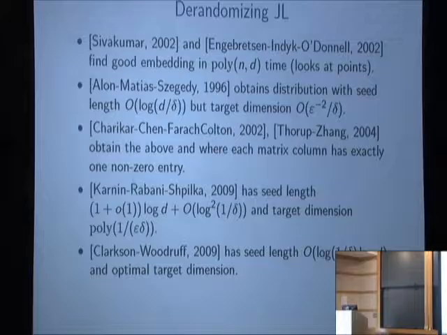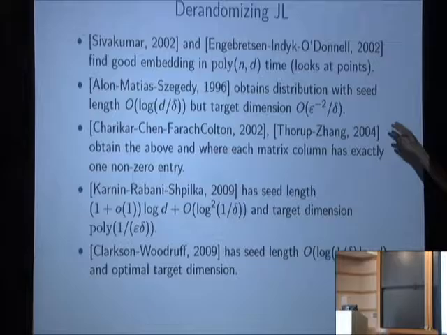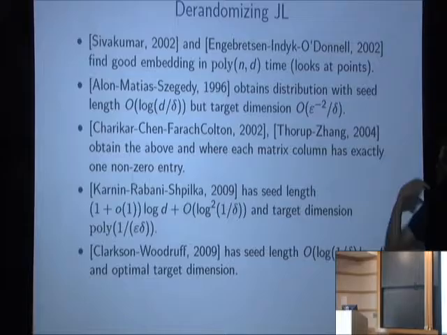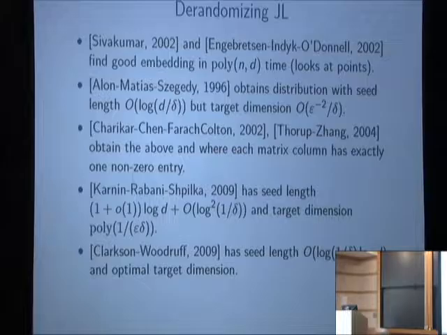So Alon, Matthias, and Szegedy didn't really talk about it as being a JL embedding, but it is. They come up with a distribution with this seed length and this target dimension. And in fact, due to these works, you can get the same exact result where you have the additional property that each column only has one non-zero entry. So you get a very sparse matrix from these.